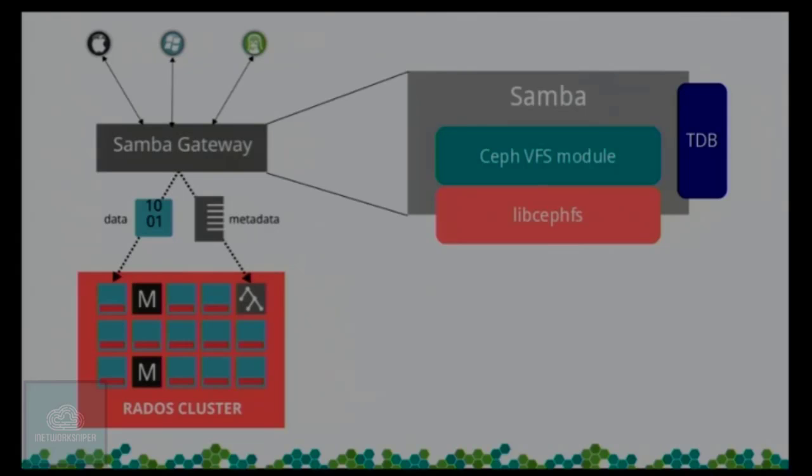So we have our Ceph gateway, which, similar to NFS-Ganesha, has with Samba a VFS or file system abstraction, where we can just plumb libcephfs directly in there. Samba then acts as a translator from the SMB I/O packets coming in to OSD and MDS requests at the back end. And along the side there we have the database for storing persistent state.